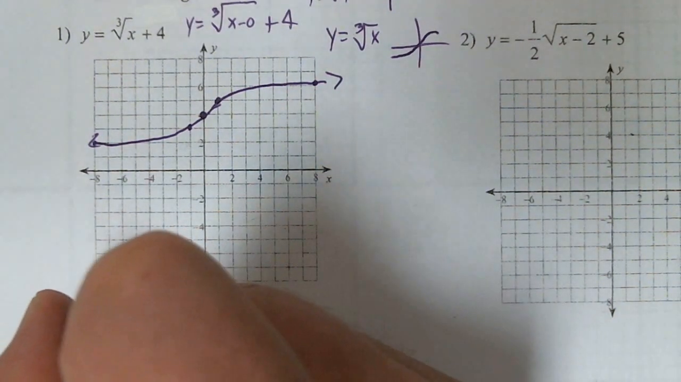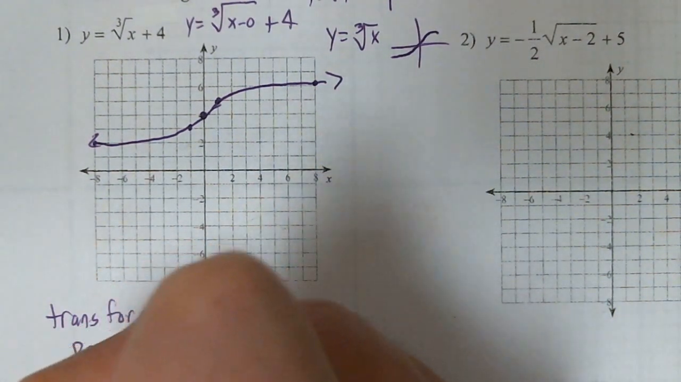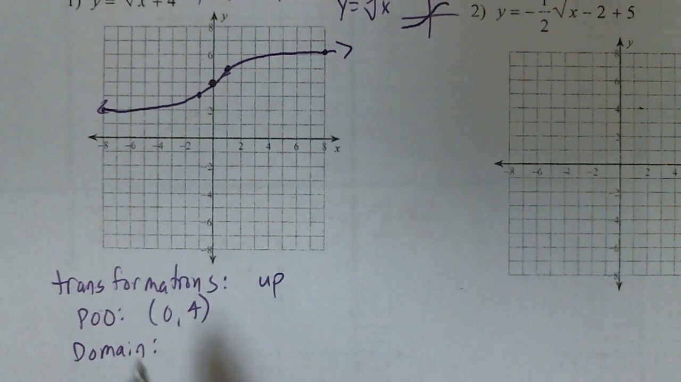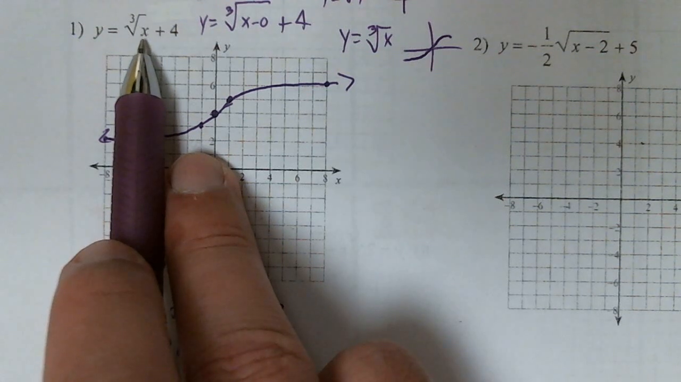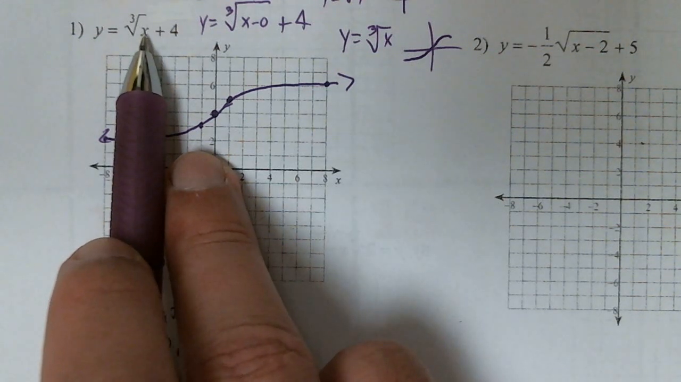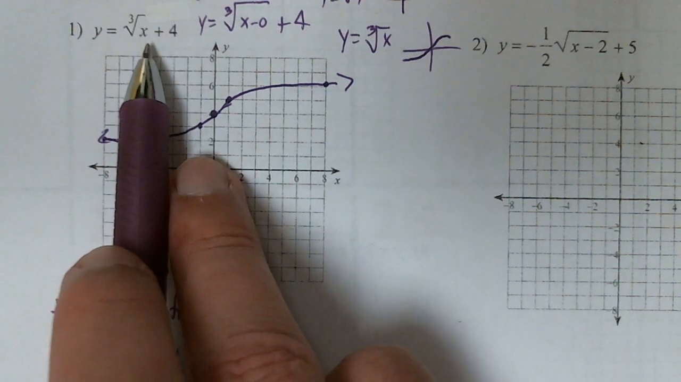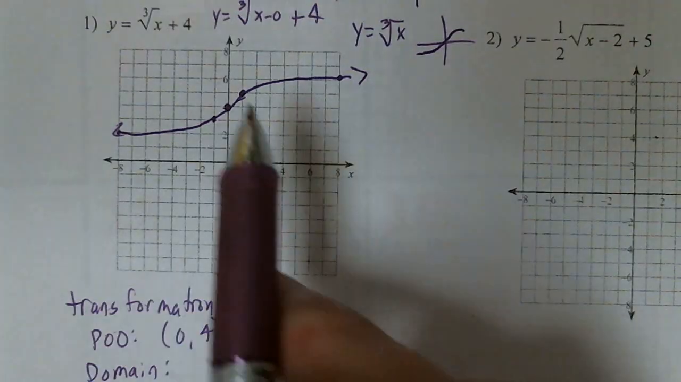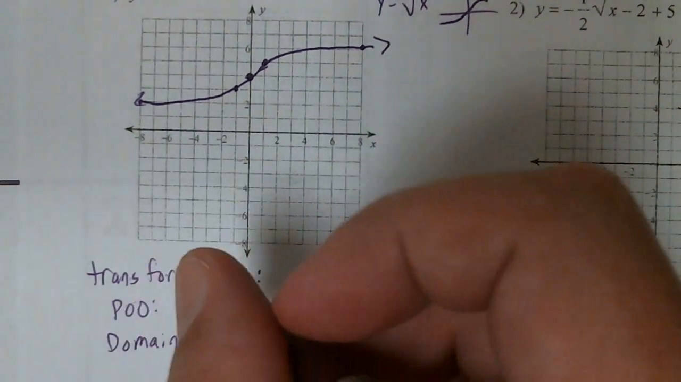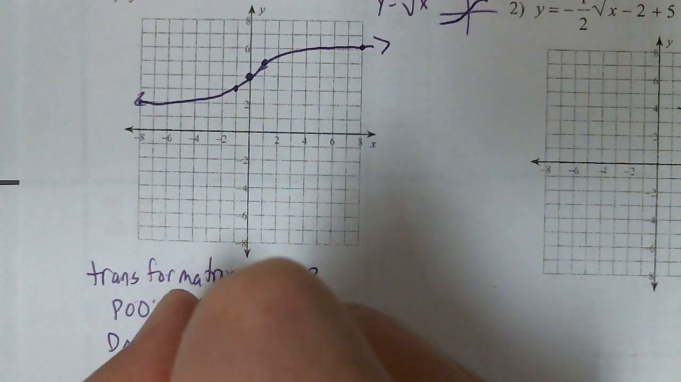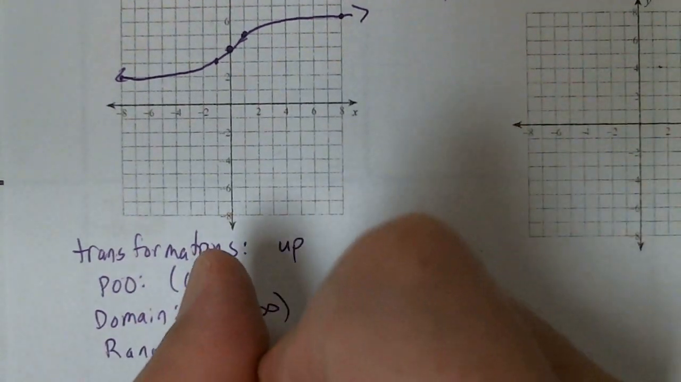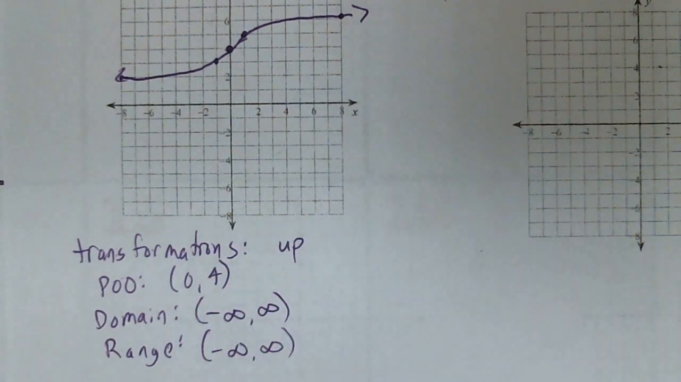Okay, so what is the domain? What is the domain of this? I have x values everywhere. With a cube root, I can always take the cube root of a number, whether it's positive, a decimal, negative. I can take the cube root of any number. So I will have x values everywhere. I will have y values everywhere, because this thing goes on forever. All right, so my domain and range for any square root or cube root will always be negative infinity to infinity for both of those.